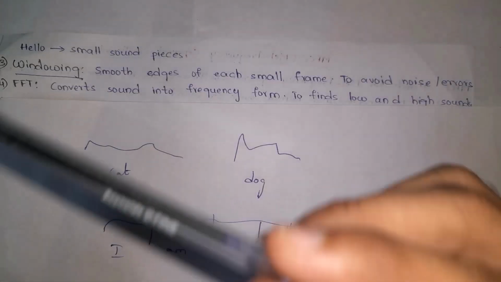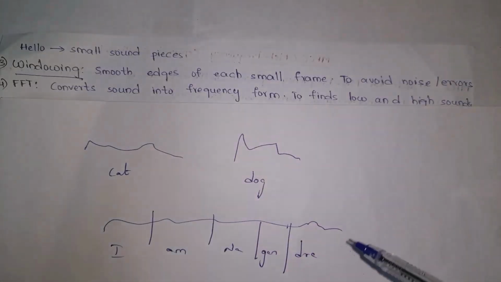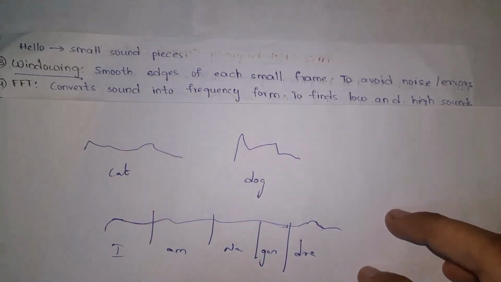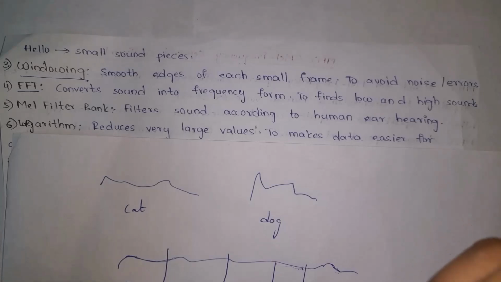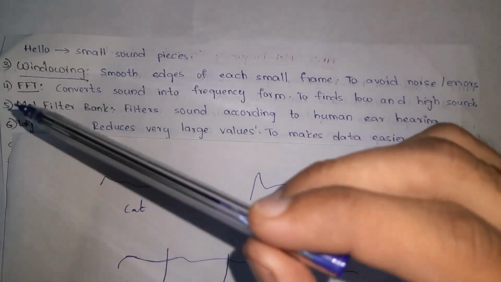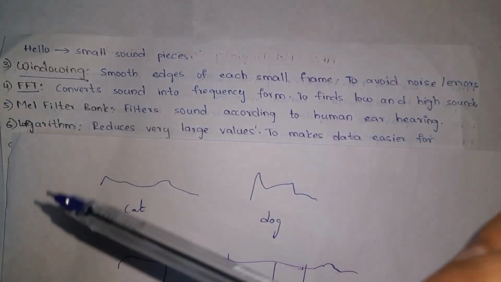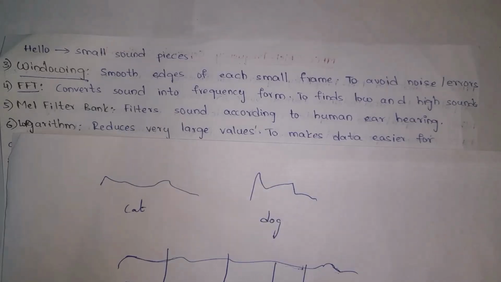And third one is windowing. Guys, windowing means smoothing edges for each and every part in order to avoid noise. This is meaning of windowing. And fourth one is FFT, that is fast Fourier transform. This is mathematical method that will convert our sound into frequency, and based on that frequency, system can identify whether sound is high sound or low sound.